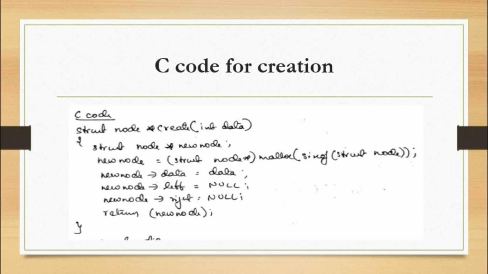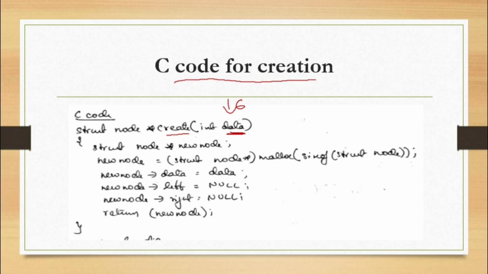So this is a C code for the creation of a binary search tree. We can see here struct node star create. Okay, so it's the creation function, and we can give our own name here. So here we give the data. Say 6 is the data which is to be passed.